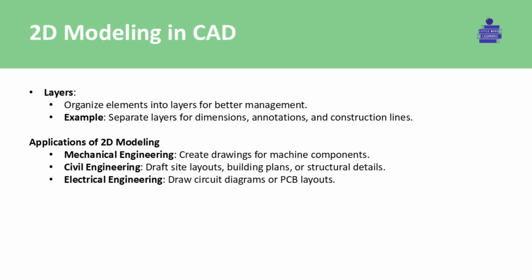For instance, when working on an electrical engineering project, you might have separate layers for circuit components, wiring diagrams, and dimension information. This organization makes complex drawings manageable and helps prevent different elements from visually interfering with each other.